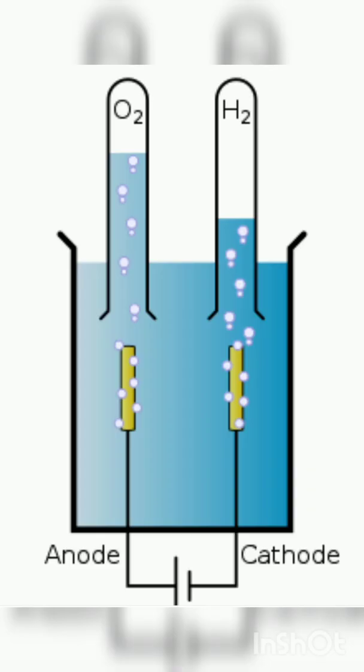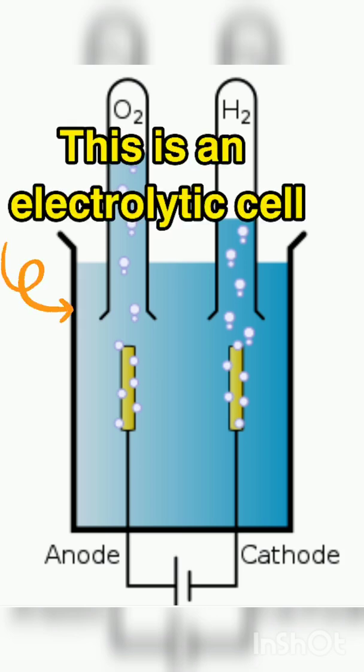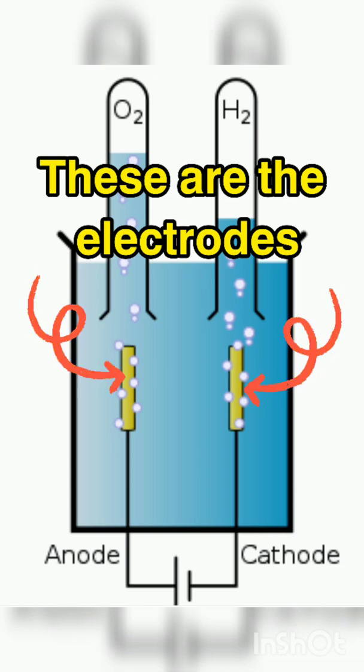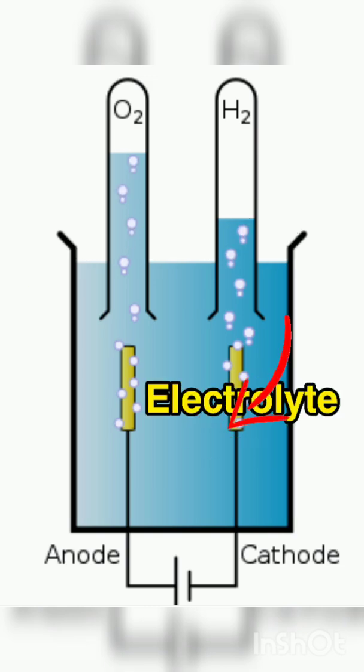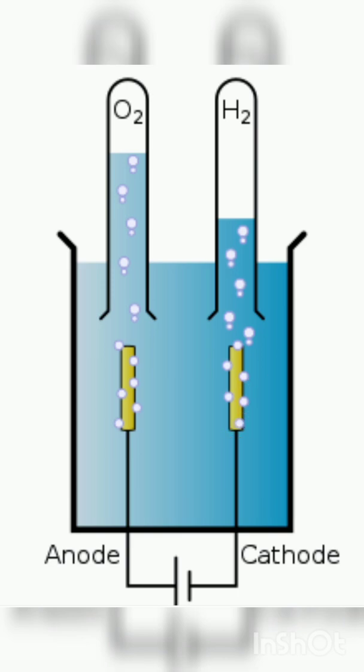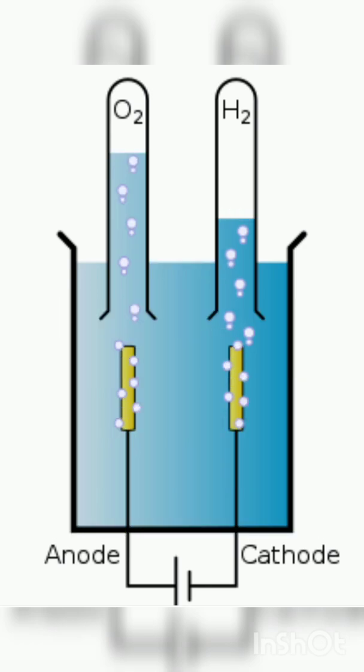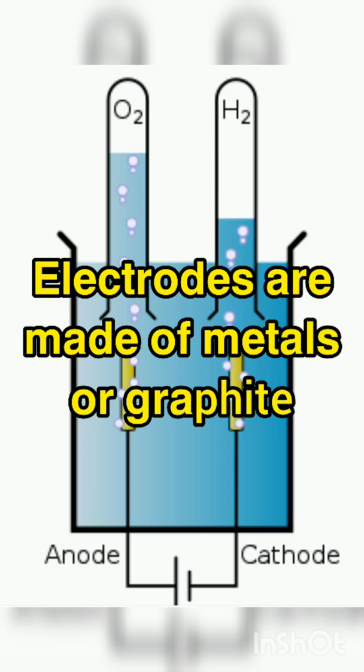The process of electrolysis is carried out in an electrolytic cell, which is a device in which electrical energy is converted into chemical energy. It consists of two electrodes which are kept apart from each other but are in contact with the electrolyte. The electrode is a conductor used in the electrolytic cell, and it conducts electricity into and out of an electrolyte. Electrodes are made of metals or graphite.